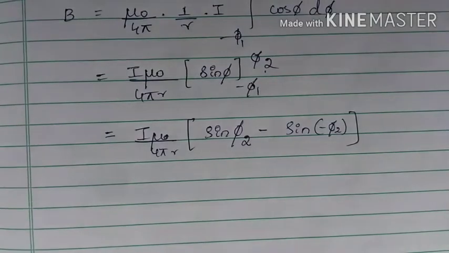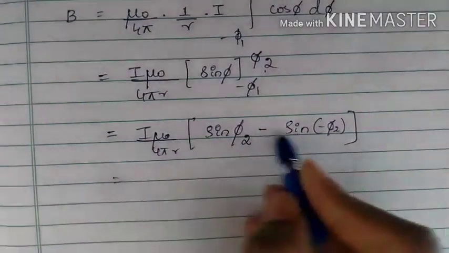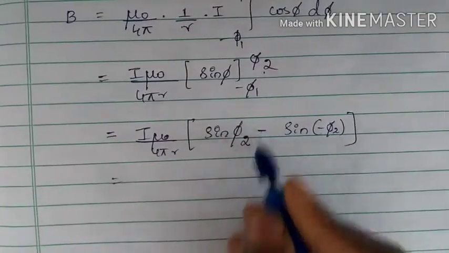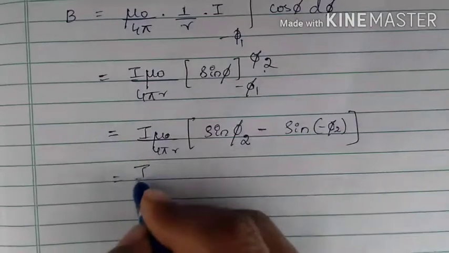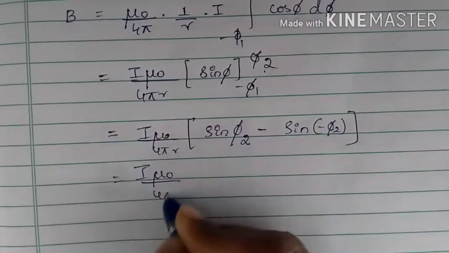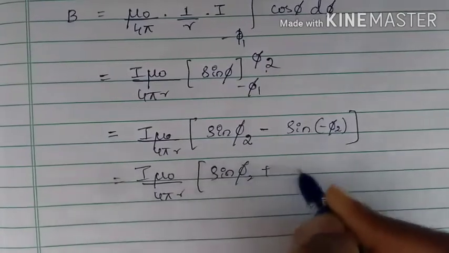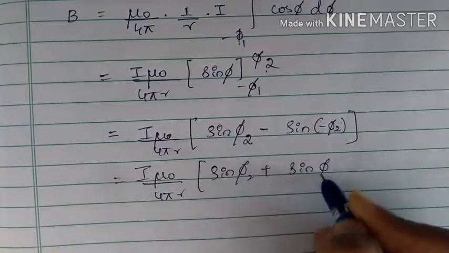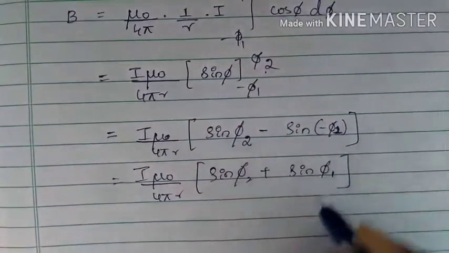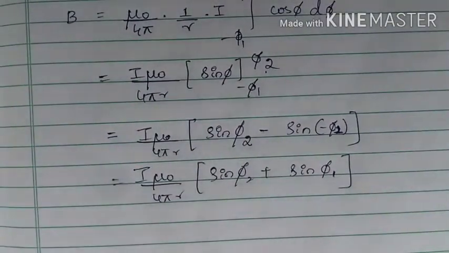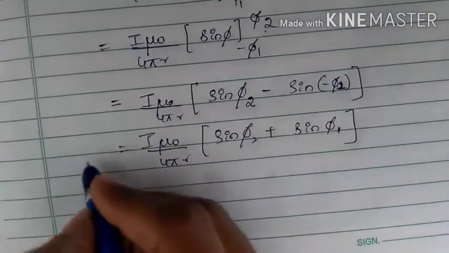So sin of minus theta is minus sin theta. So minus sin theta and this minus, minus into minus will be plus. So I mu naught by 4 pi r into sin phi 2 plus sin phi 1. So this is the expression for B.